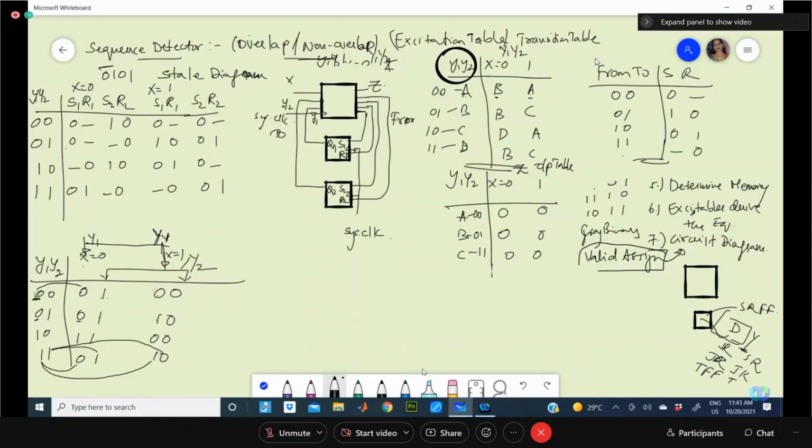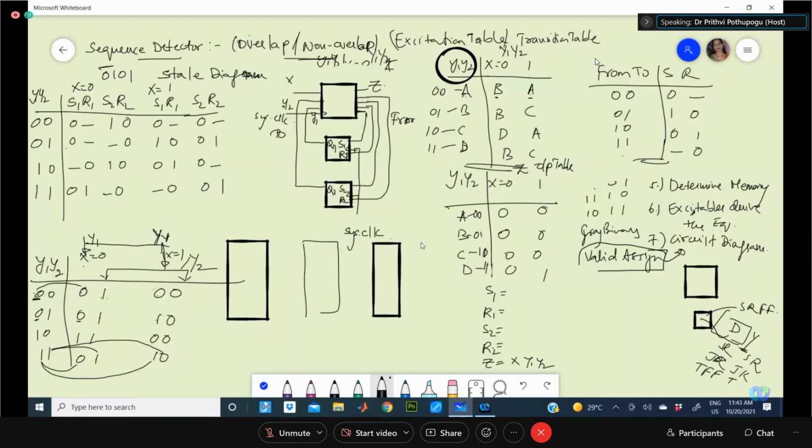See here, these are the equations that we need to define now. The equations of S1, R1, S2, R2 have to be taken along with Z. Z will anyhow be this simple form of equation in Y1, Y2. Whatever changes you get here, S1, R1, S2, R2 are to be defined now. Now straight away this can be taken as a 3 variable K-map.